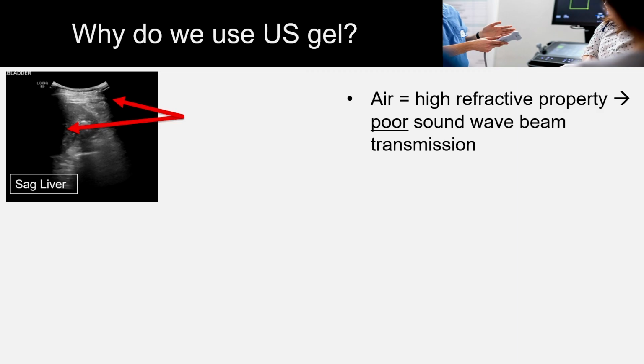Here is an image on the left upper side, a sagittal view of the liver that is done without gel. And you can see while in some of the images you can get a nice beam penetration into the body, in other areas where there is relatively poor contact and more air, you have just blackness and darkness. You just don't have good penetration.